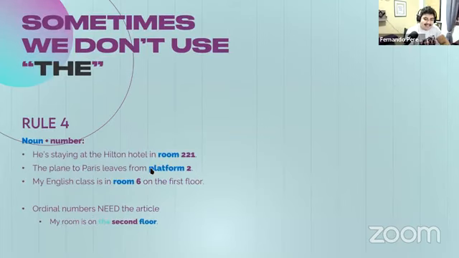It's a very specific sequence where you don't need to use the. You have a noun, and then directly after the noun, we have a number. Okay? So we say, he's staying at the Hilton Hotel in room 221. If you think about that in Spanish, you are going to say, en el cuarto 221. You see? That's why this topic is necessary to establish.